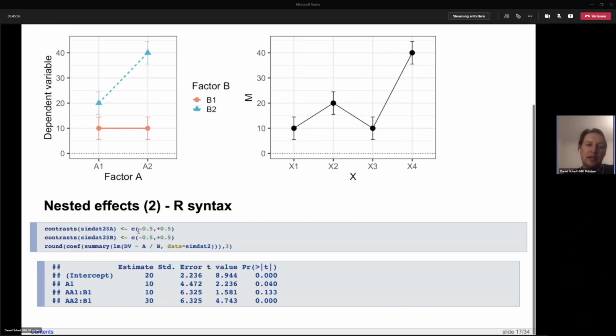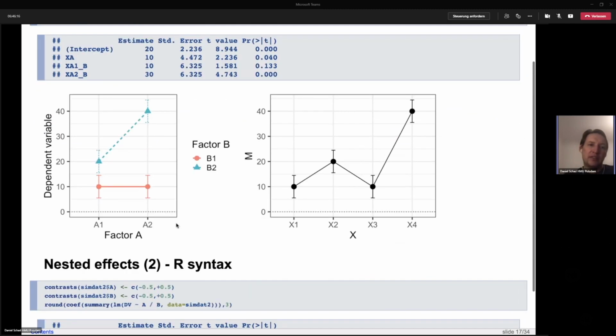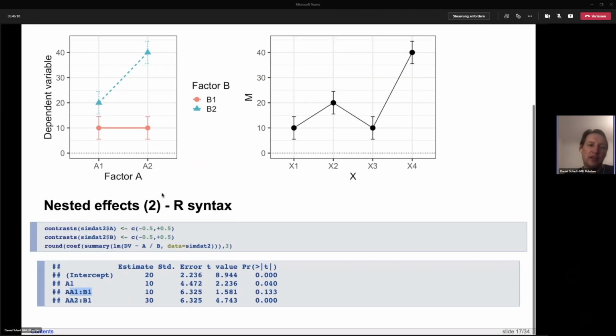And in R, we can again assign effect coding to the factors. And now we write A/B. So now we get effects of B nested within levels of A. So B1 nested within A1 is 10. So these are just, again, the same results. 10, 10, 30, 10, 10, 30. It's just exactly the same.